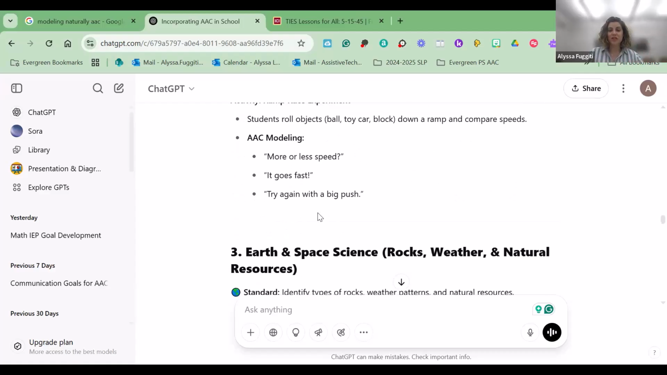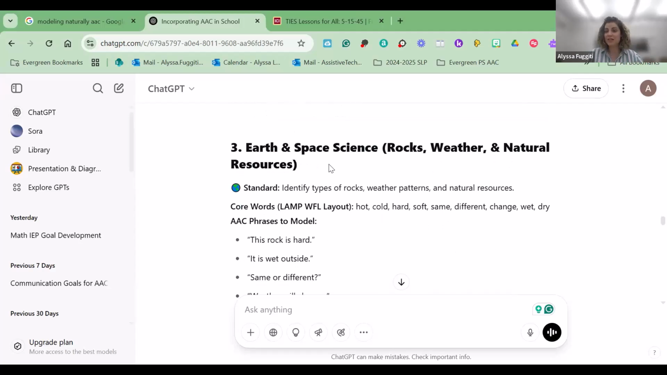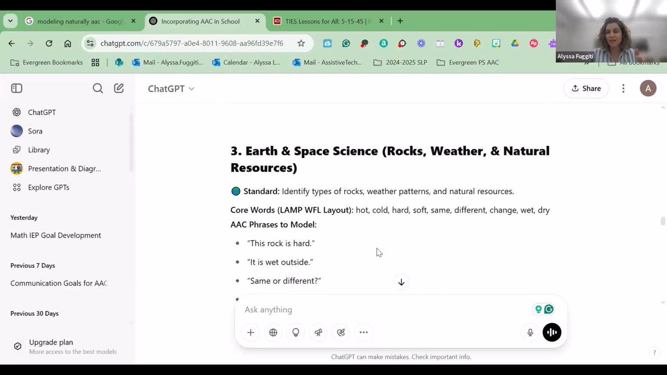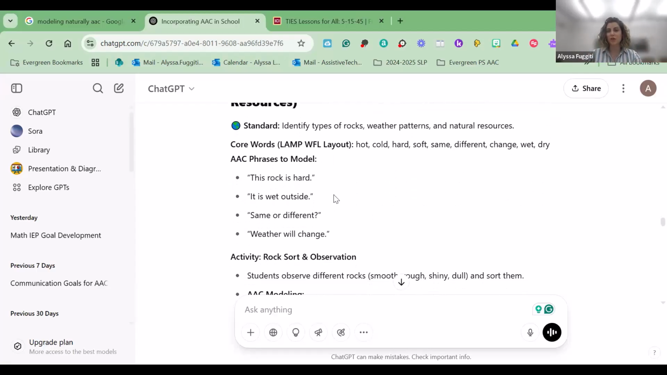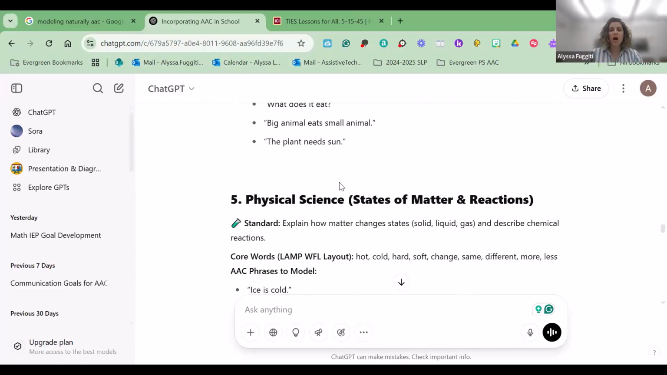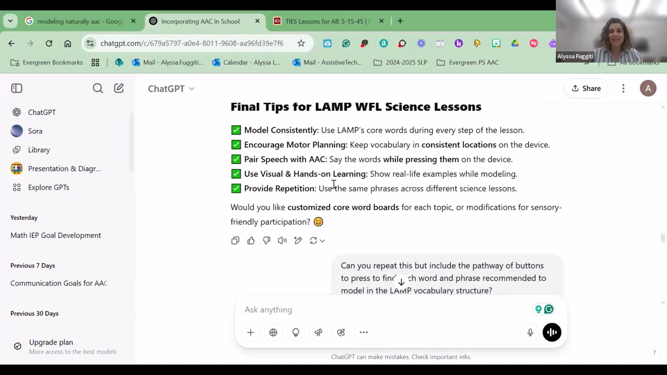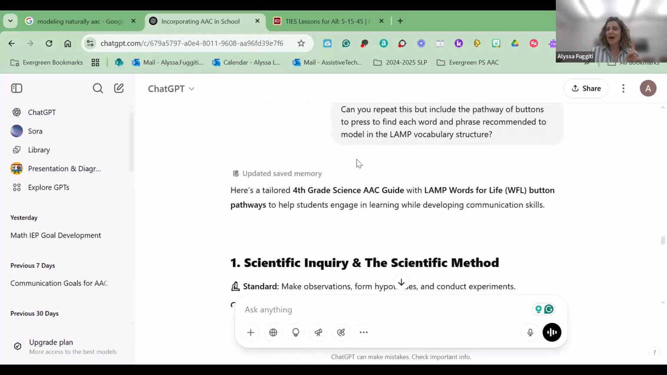So then these are the units that you could look for. If you knew which unit they were doing, you could ask it to expand on this unit, because you'll see there's only like a couple of examples for each. But then I got even deeper and I said, I wonder, can you repeat this but include the pathway of the buttons to press to find each word and phrase recommended to model in the LAMP vocabulary structure?